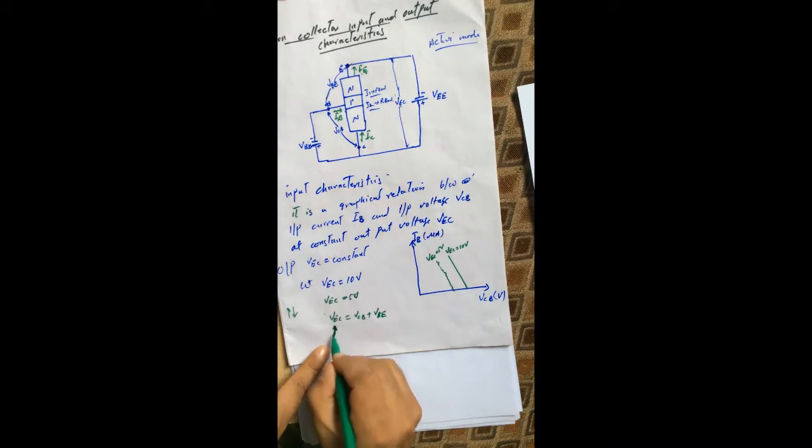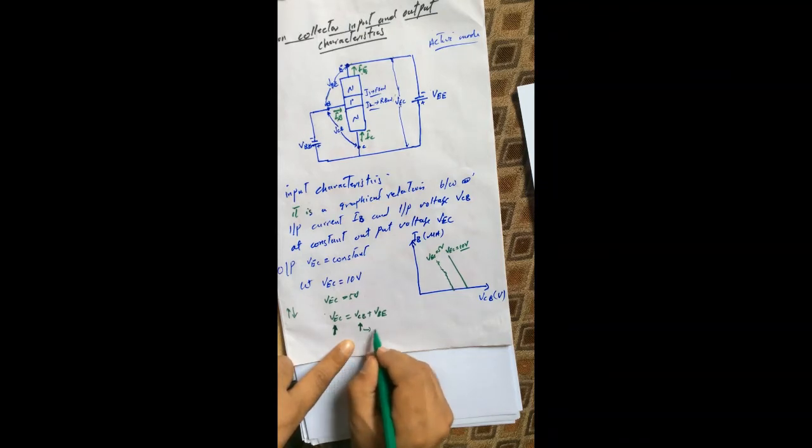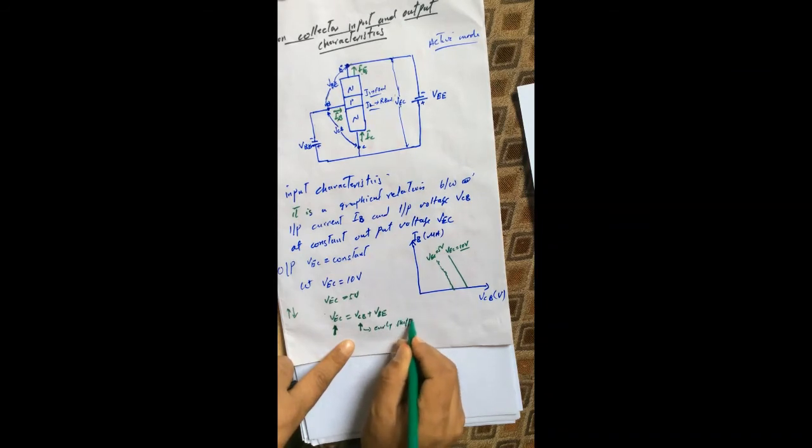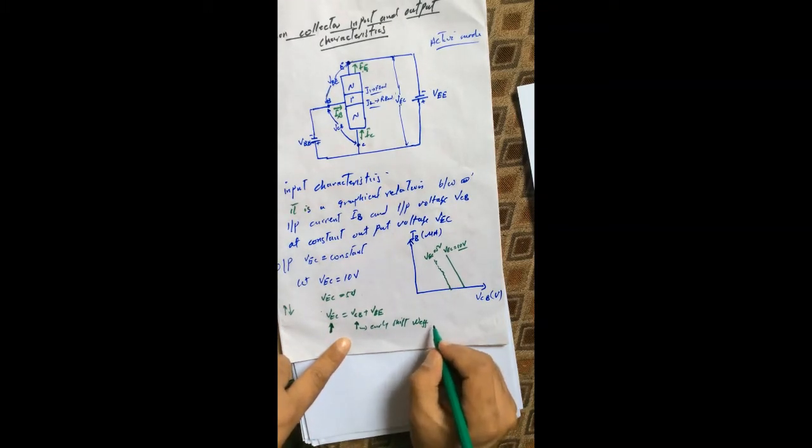So if we increase VEC, let's say to 10 volts, then what will happen? This VCB also increases. And this is the voltage between collector and base, and the collector-base junction is always reverse biased. So it means that according to the Early effect, the effective width of the base will decrease.